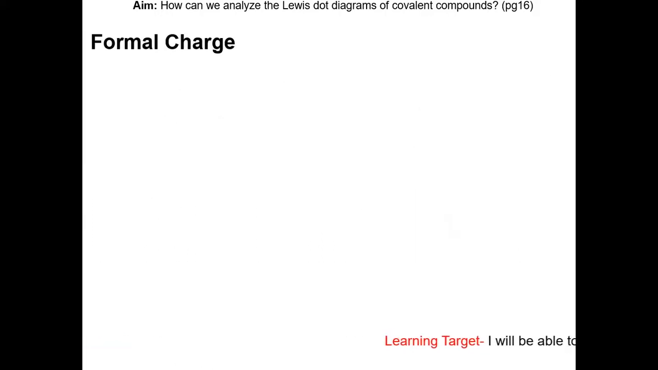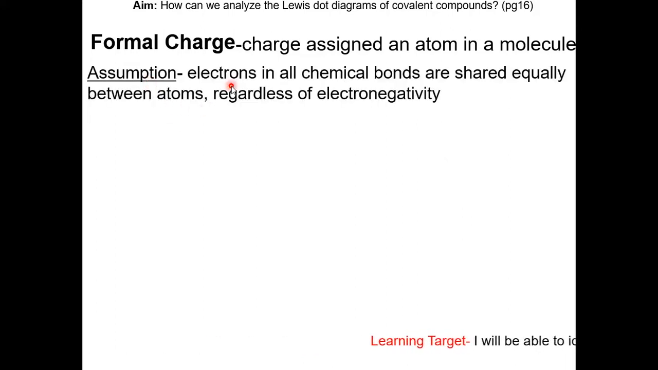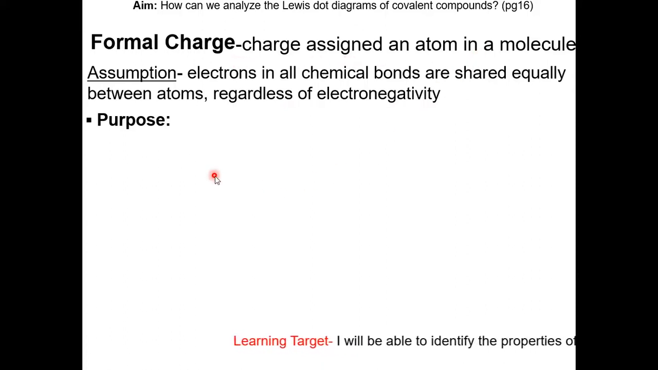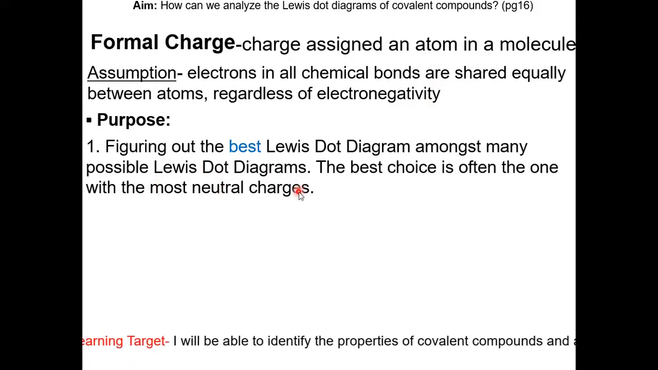In the second part of this video lesson, I'll be talking about formal charge. Formal charge is a charge assigned to an atom in a molecule. The assumption is electrons in all chemical bonds are shared equally between atoms, regardless of the electronegativity. There are 3 reasons why we assign formal charges to atoms. The first reason is to figure out the best Lewis dot diagram amongst many possible Lewis dot diagrams of your molecule. The best choice is often the one with the most neutral charges.